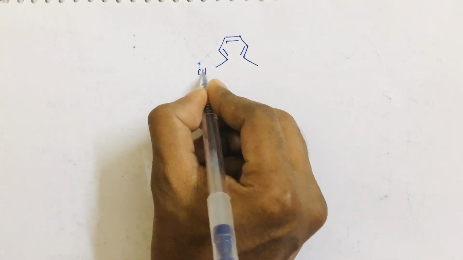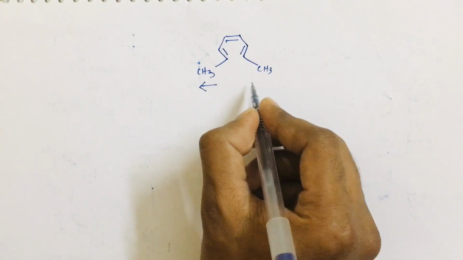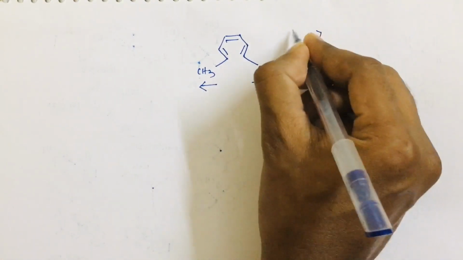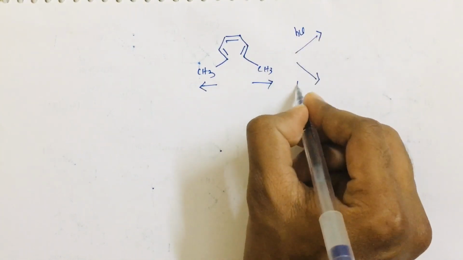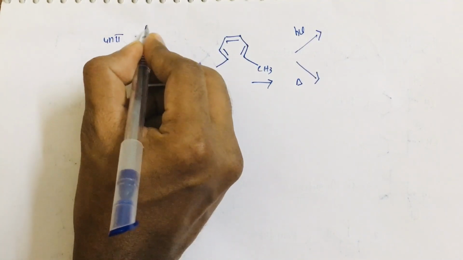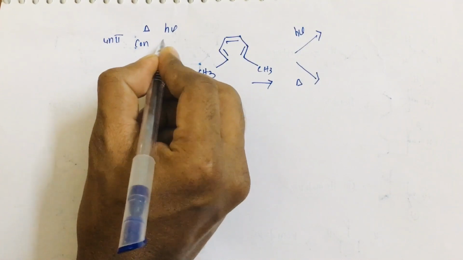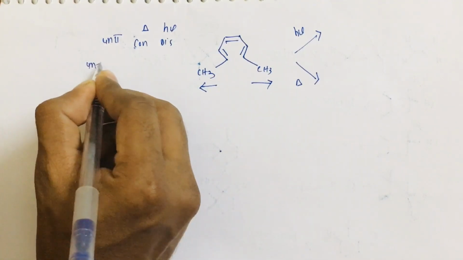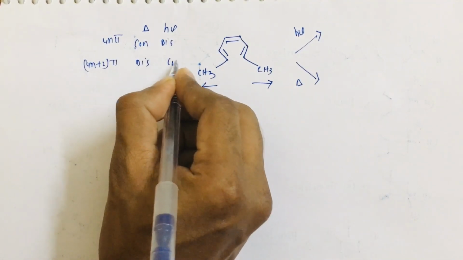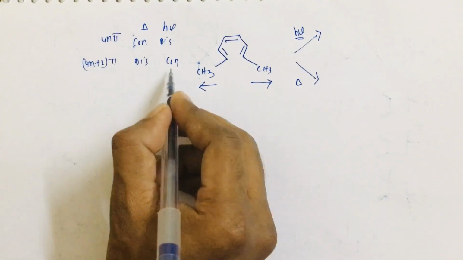Here the methyl groups are in opposite directions. One is towards your left hand side, another one is towards your right hand side. We have thermal and photochemical conditions. For the 4n pi system, just remember, under thermal condition con is allowed. For the 4n plus 2 pi system, it's just opposite. Under photochemical condition it should be dis.